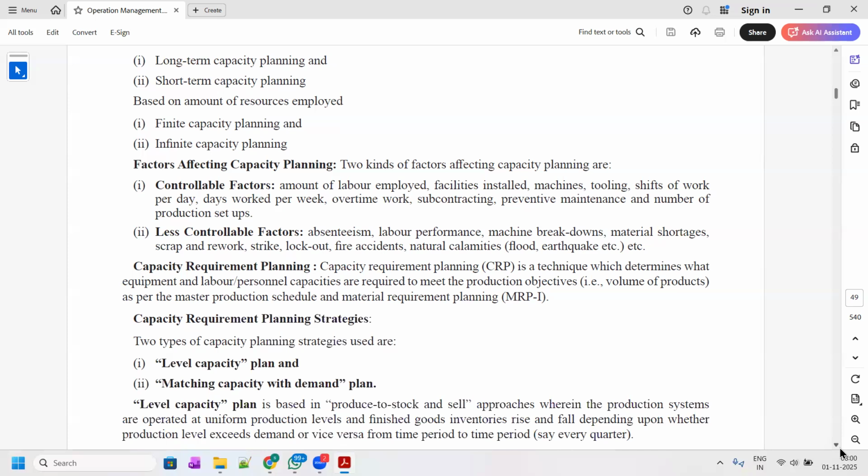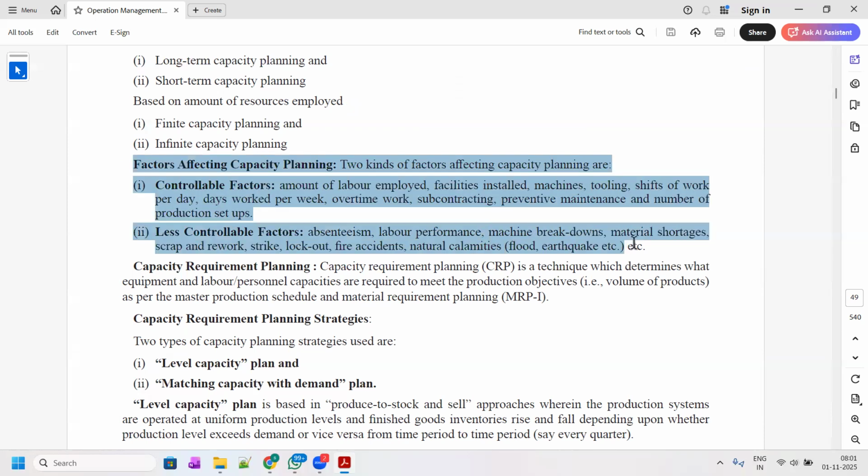Controllable factors are those which you can control, and they can be the number of workers, the number of machines, overtime, shifts, subcontracting, or the production schedule. All that comes under the controllable factors. So we have discussed the factors which affect capacity planning, which can be controllable or uncontrollable. What do you mean by controllable or uncontrollable factors?